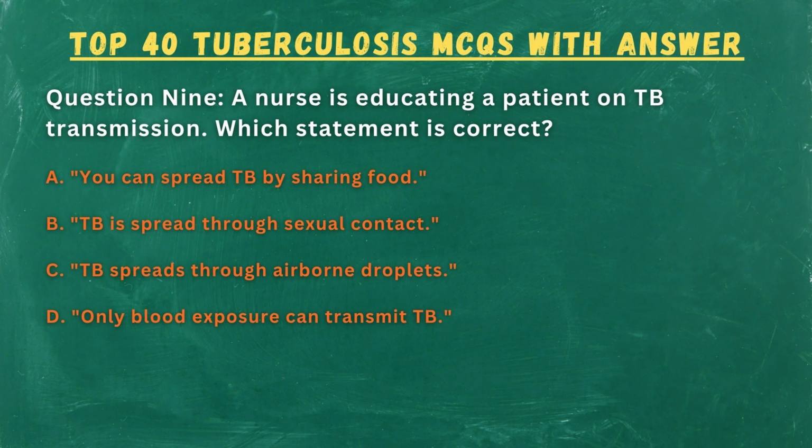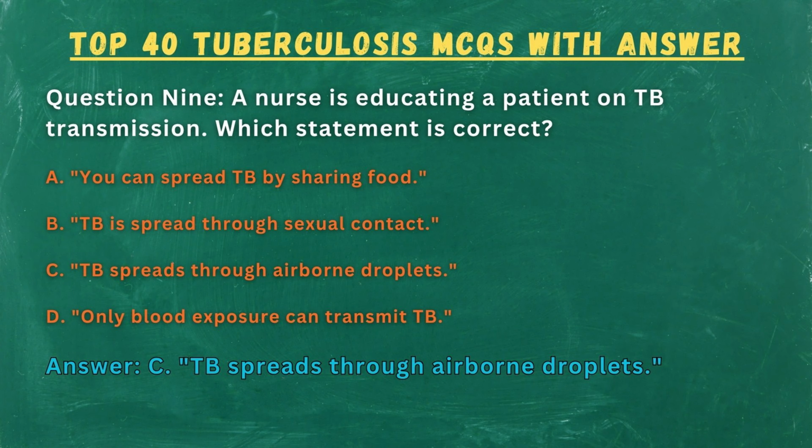Question 9. A nurse is educating a patient on TB transmission. Which statement is correct? A. You can spread TB by sharing food. B. TB is spread through sexual contact. C. TB spreads through airborne droplets. D. Only blood exposure can transmit TB. Answer. C. TB spreads through airborne droplets.